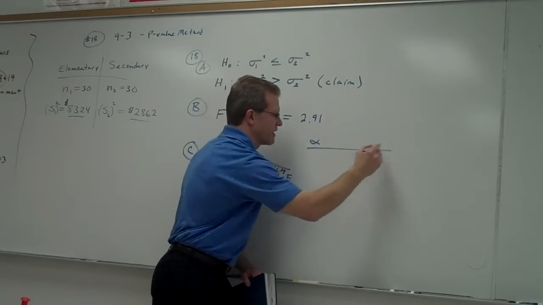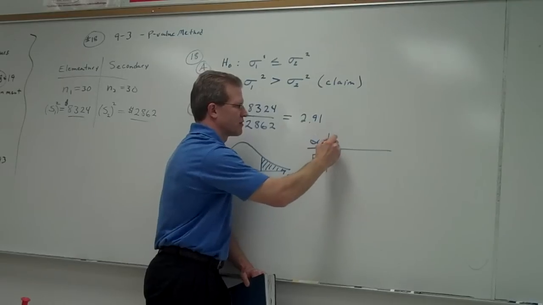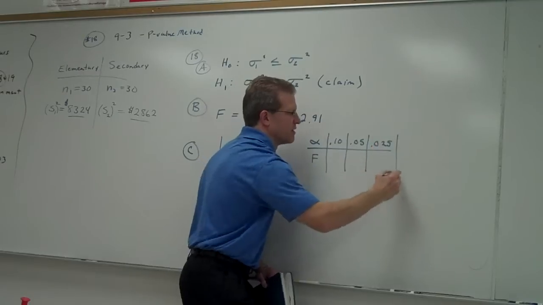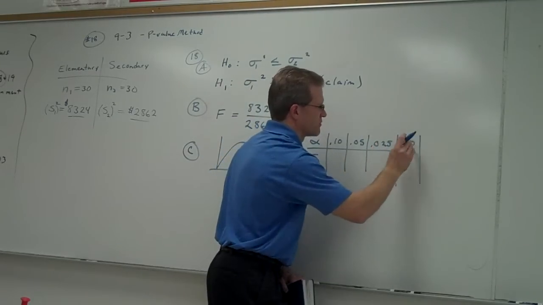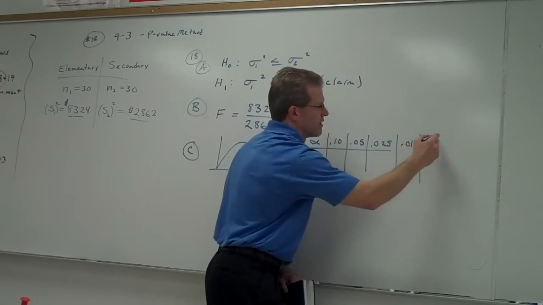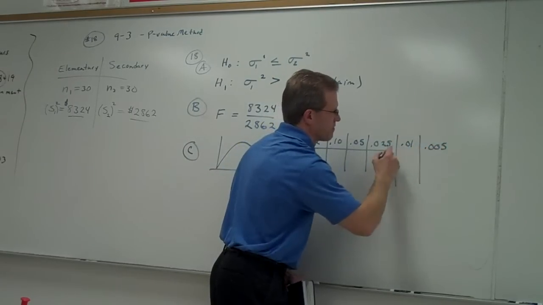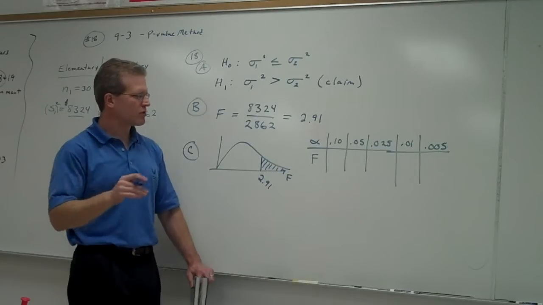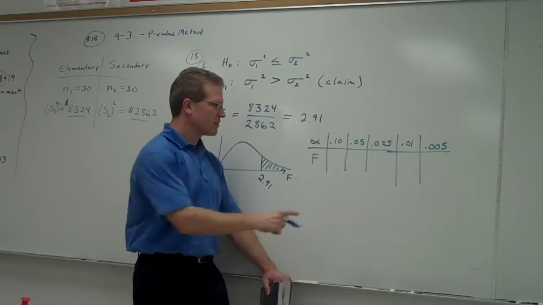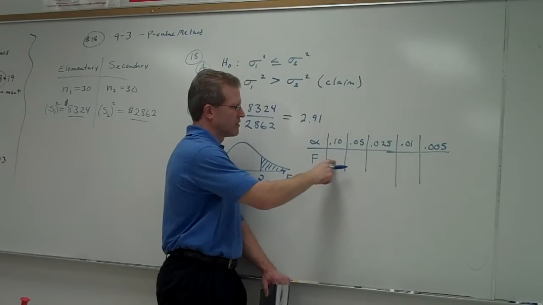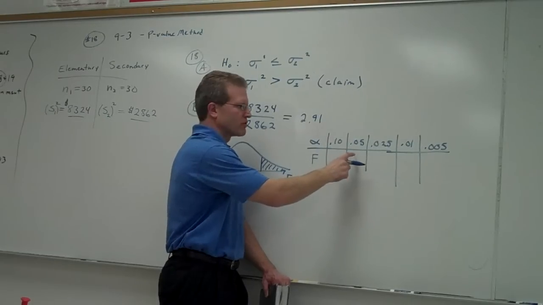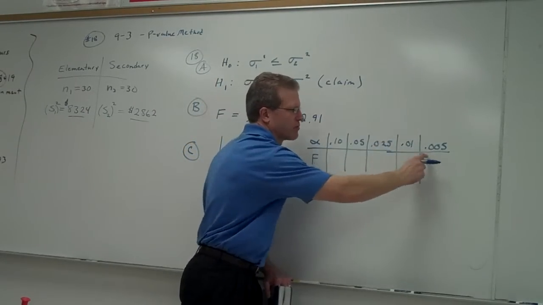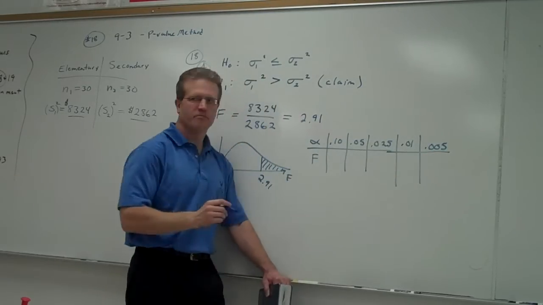Top numbers are going to be alphas or areas. The bottom numbers are going to be F values. We're going to look at 0.10, 0.05, 0.025, 0.01, and 0.005. And why don't you use the same assignments I gave you earlier as far as which one you should look up. So the first row, look up 0.10 F value. Second and third row is 0.05. Fourth row, 0.025. Fifth row, 0.01. And the last row, look at the 0.005. And we'll write these down.